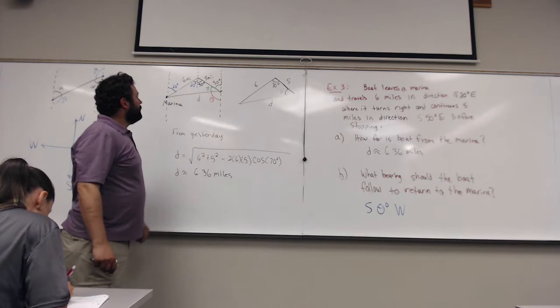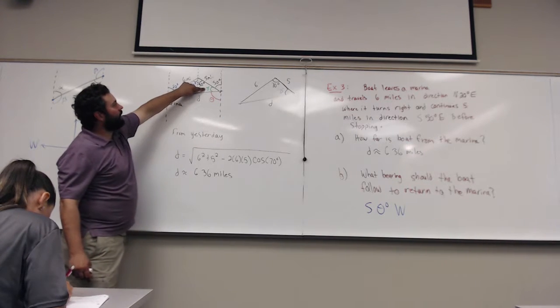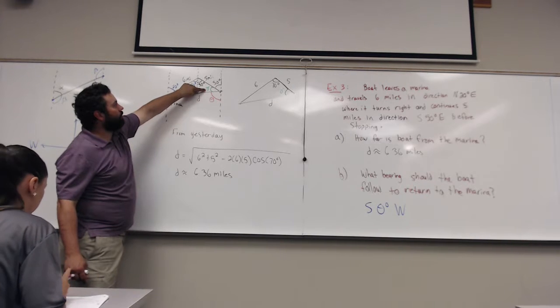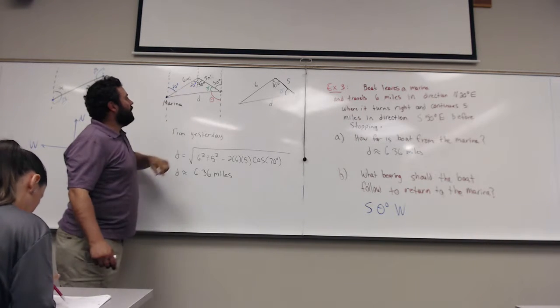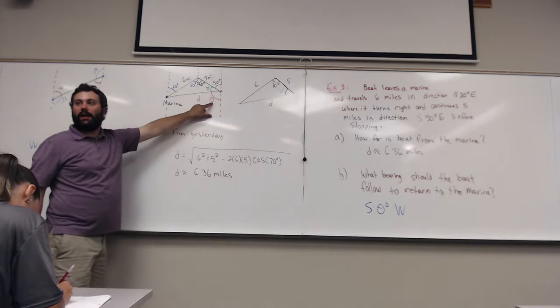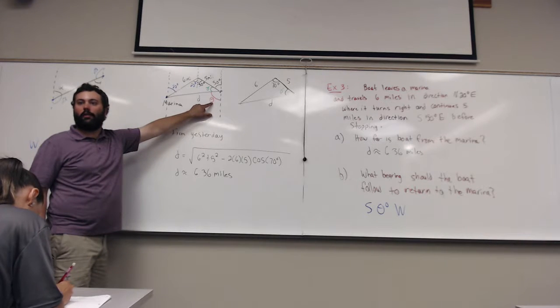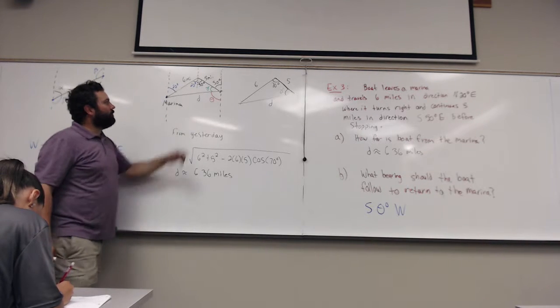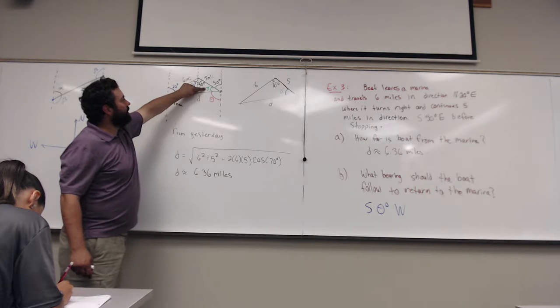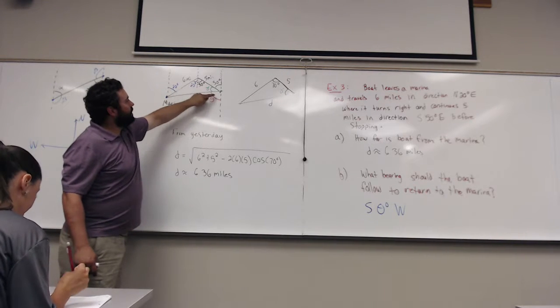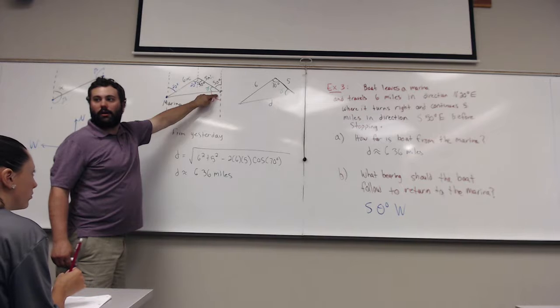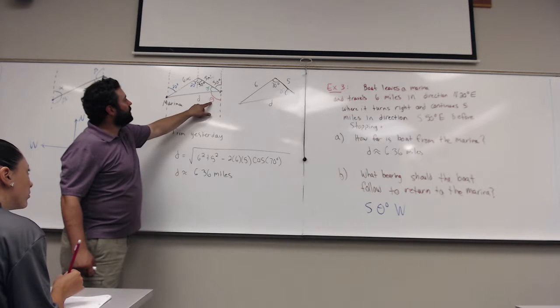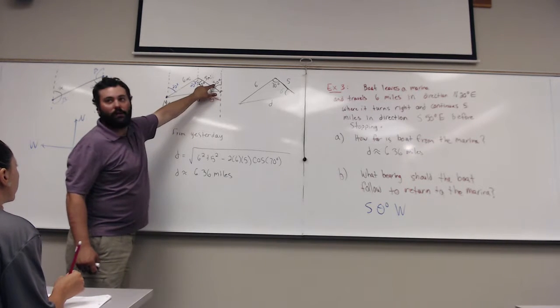Okay? Now, we're going to call the angle in the bottom right corner gamma. And then the actual angle that gives us the heading to get back to the marina, we'll call that theta. The trick for finding theta is, once you find gamma, all three of these angles have to add up to 180 degrees. So theta is going to be 180 minus gamma minus 50.